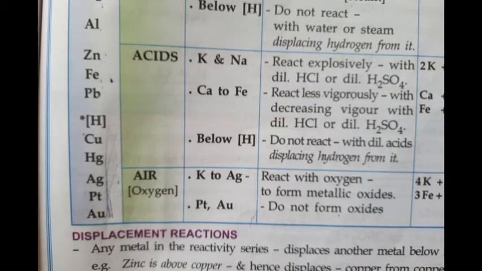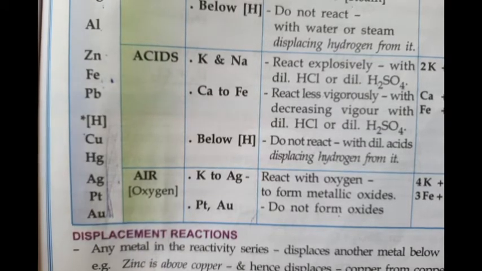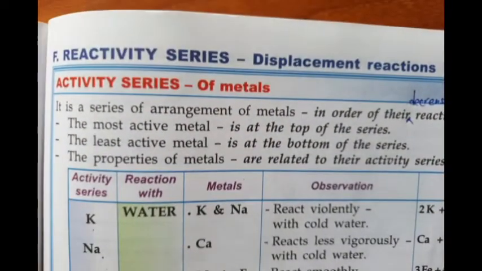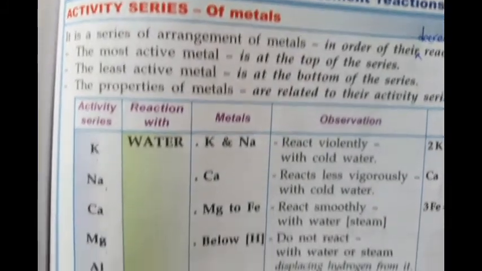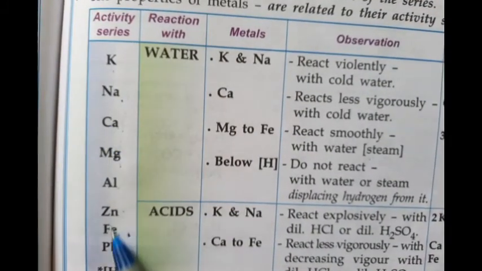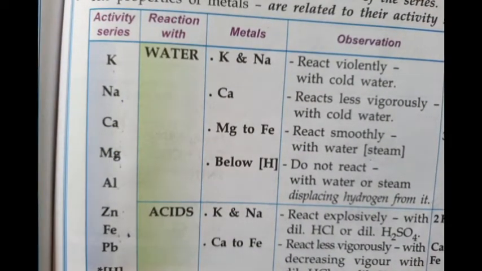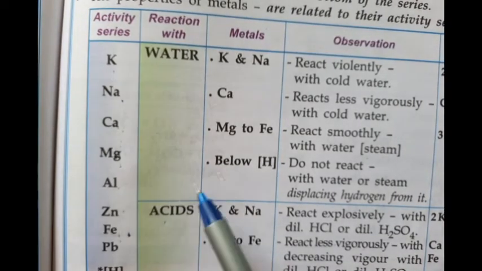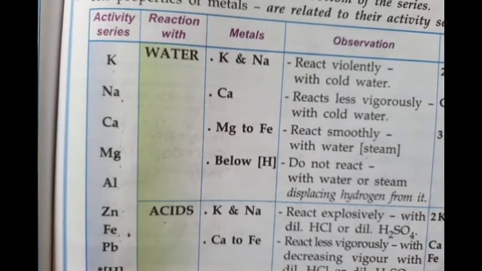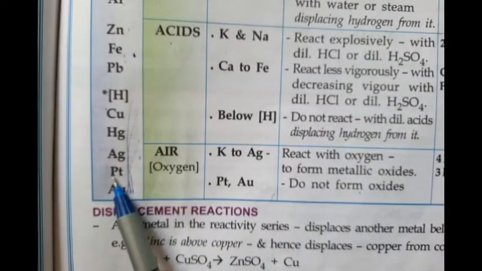So my question: which element in the activity series does not form oxide? Answer is platinum and gold. So students, from this page you remember the definition of activity series. You can learn from the book itself or note it down in your notebook. And even the activity series elements' names in sequence, which is very important. And do remember, water and acid do not react with the elements below hydrogen, whereas with air, platinum and gold do not react, all the rest react.